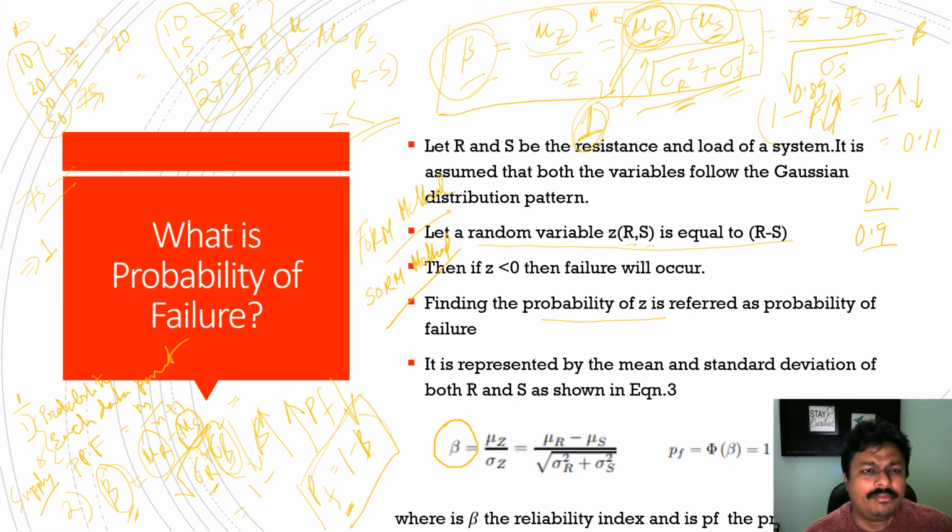In case of FORM, you find the probability of each of the data points, and then you find the mean of the probabilities and the standard deviation of the probabilities, and then you put it into this equation, and accordingly you will find the beta with the help of the FORM method.